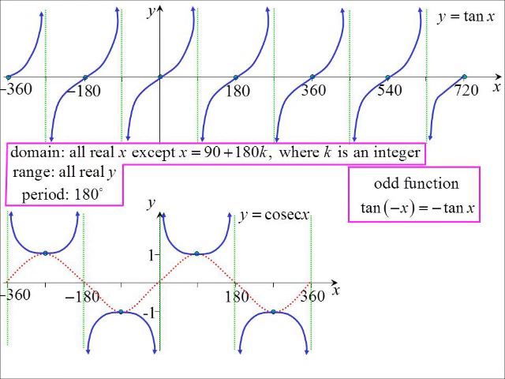Domain, I'd have to do a similar thing like I did for the tan curve, but the domain would be simply, well, x can't equal 0. I'm not going to write 0 down, but I'd just write 180k, where k is an integer. Range would be y is less than or equal to negative 1, y is greater than or equal to 1. Its period is also 360 degrees, and it is an odd function, isn't it? You could have rotational symmetry there.